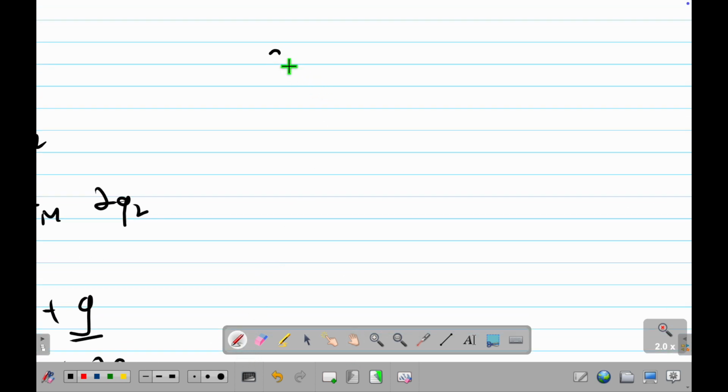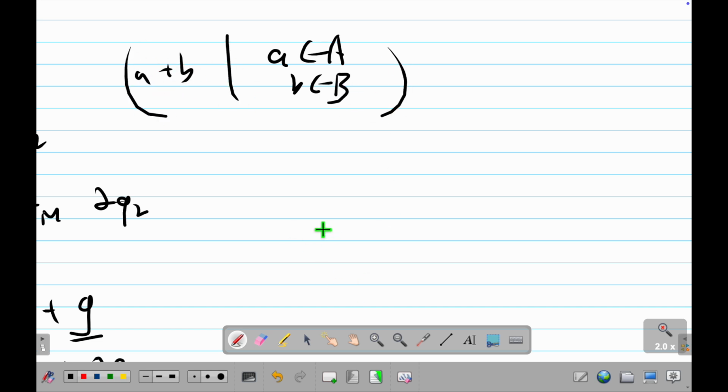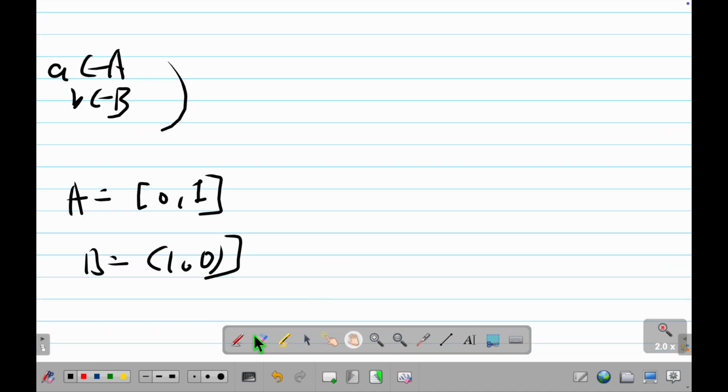Well, Minkowski sum is all the A in A plus all the B in B, right? Then we can just do the following. For example, A is a line from 0 to 1, and B is a line from 1 to 0. A is red, B is green. Nobody is color blind here, right? Then what is A plus B? This line plus this line gives you a box.